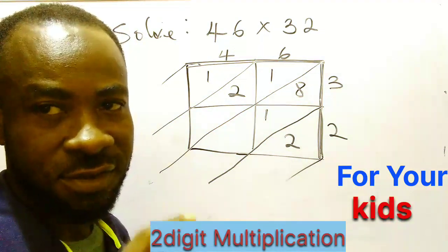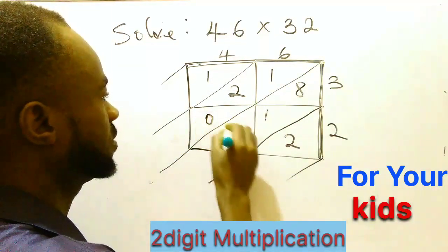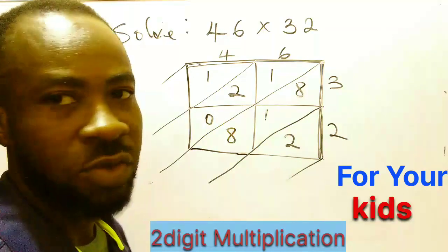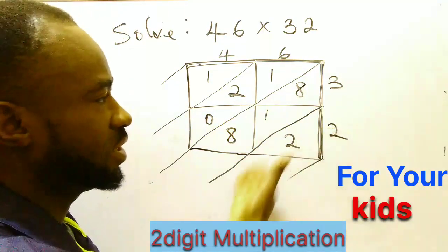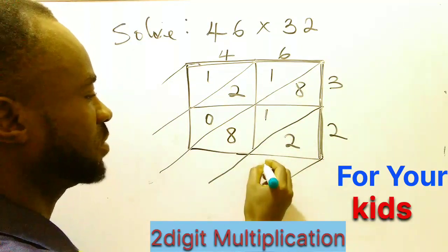Now we're going to write it as 0, 8. We should always be in 2 digits, okay? So I'm going to write it as 0, 8. When you are done, add everything diagonally. So let's go. We have 2 here. I'm bringing that down as 2.